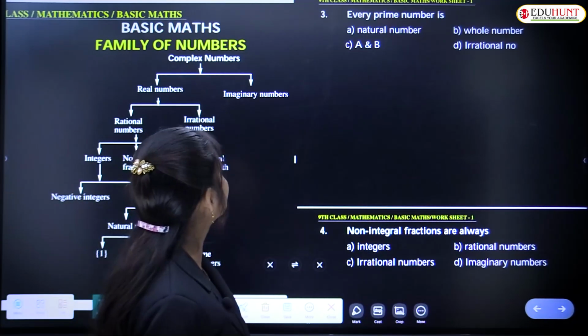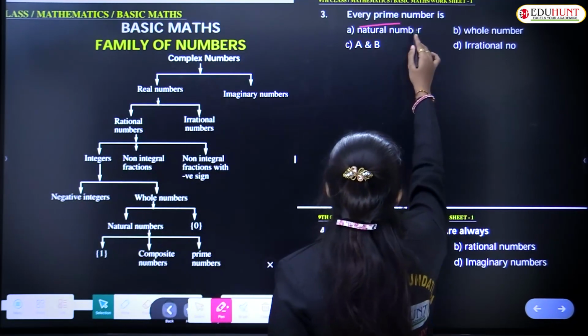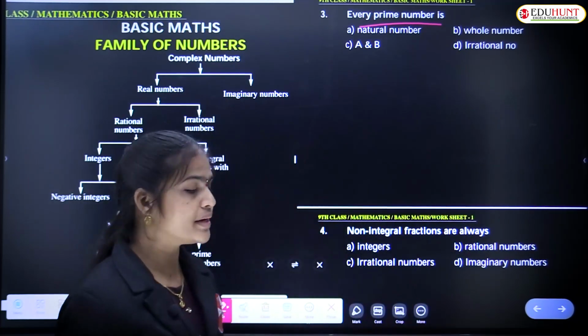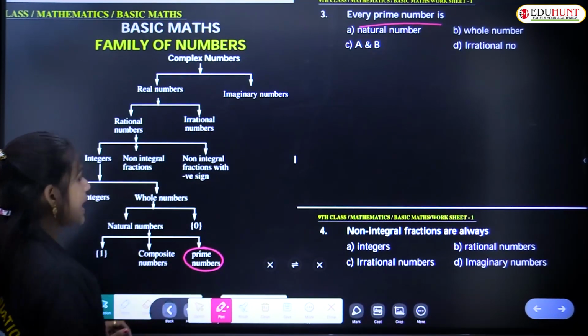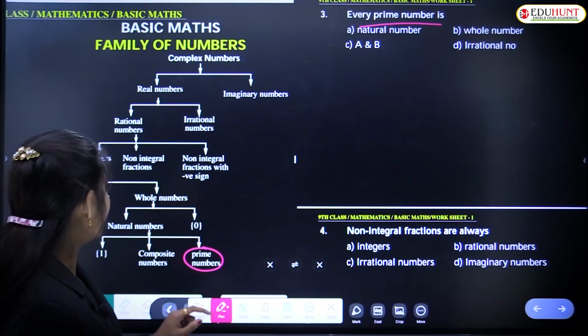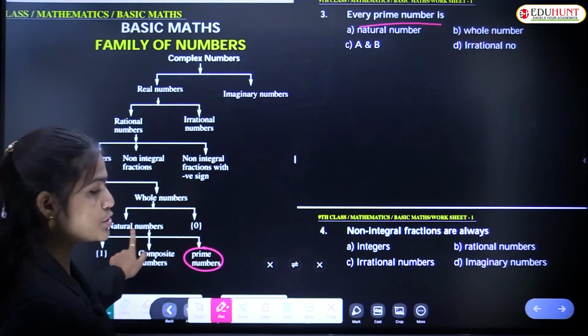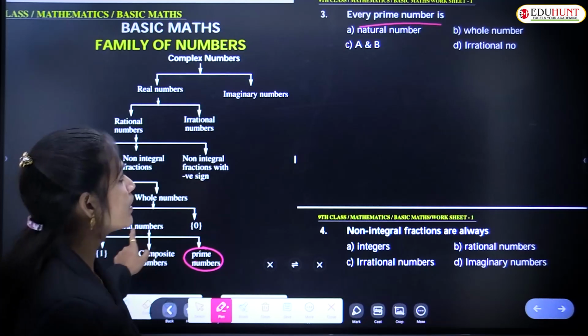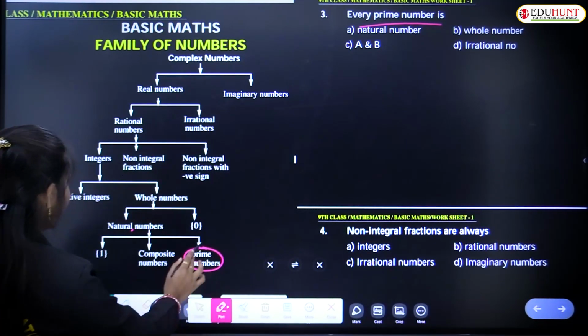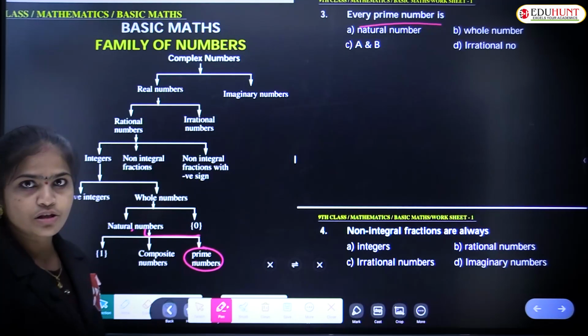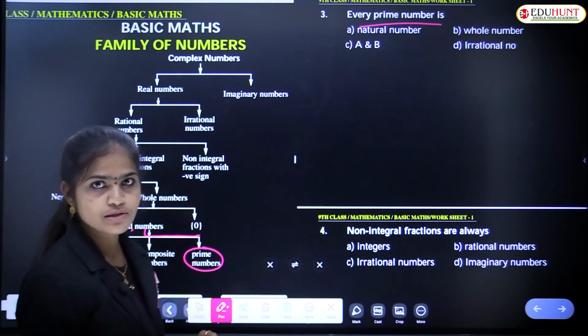Yes, see here the third question: Every prime number is... Previously they asked about composite numbers. Now every prime number is a natural number. Am I clear? So the first option is a natural number. Every prime number is in the set of natural numbers, so the first option is also correct.